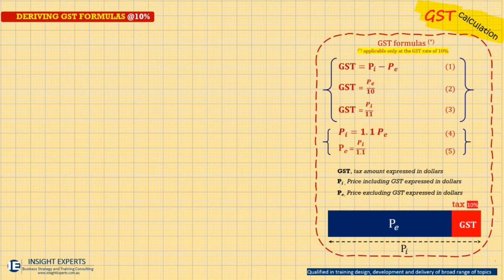Now, for those people who are keen to learn about the source, or where the 5 GST formulas come from, I will show you right now. Just remember that the derivation of these formulas is applicable when the rate is 10%. So let's just get started with equation number 1. Equation number 1, we don't need to prove. It's straightforward. It states that the GST amount is equal to the price including GST minus the price excluding GST.